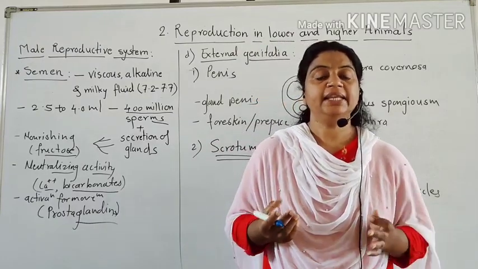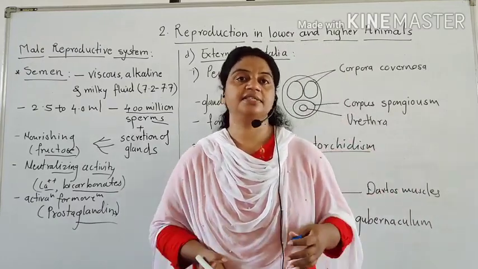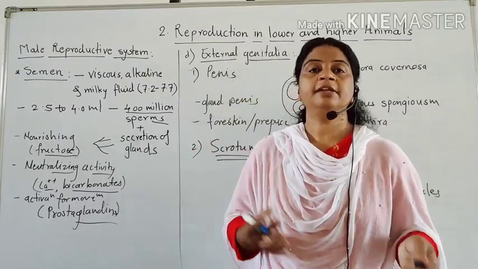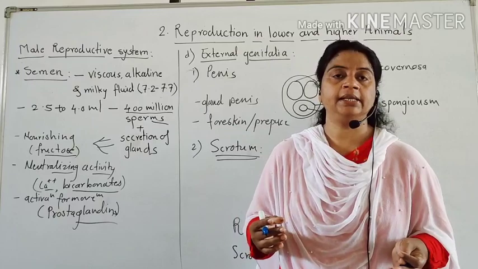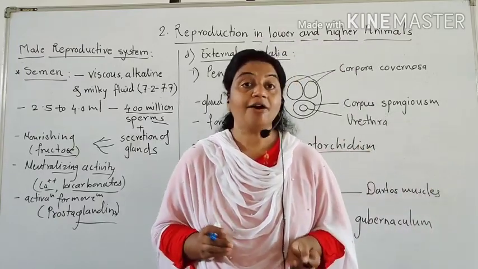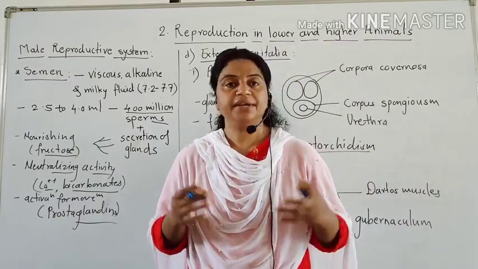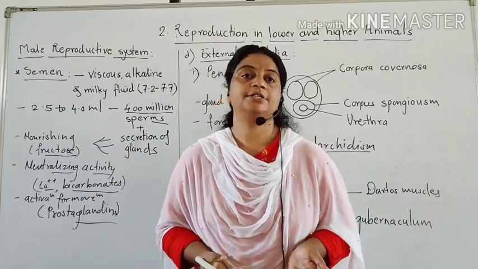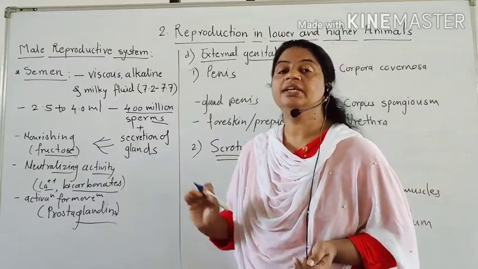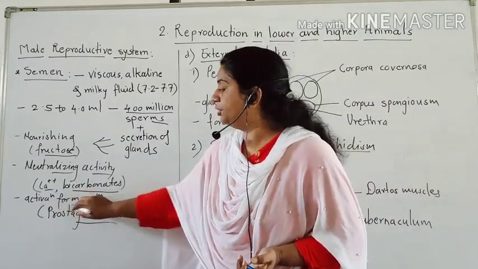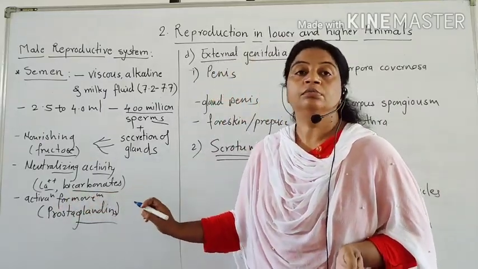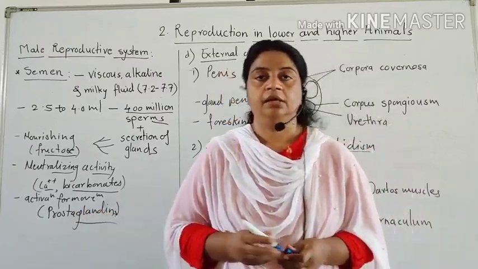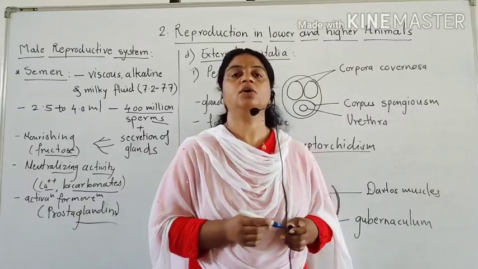When there are inactive sperm, the chances of sterility increase. When only 10% of sperms are motile, sterility occurs. When 80 to 90% of sperms are motile, there are chances of fertility. So motility is important, and this activation of movement is because of prostaglandin. This male secretion is called semen.